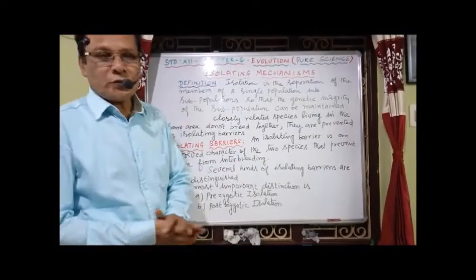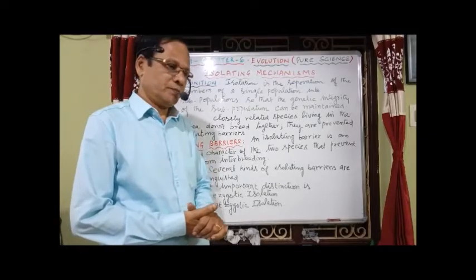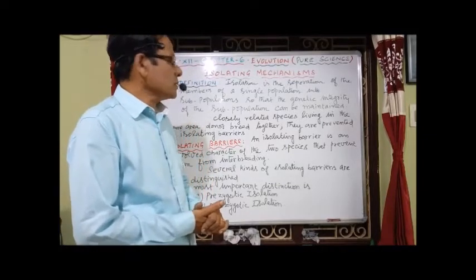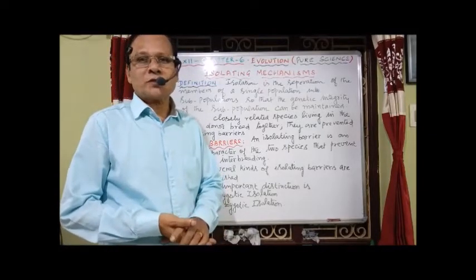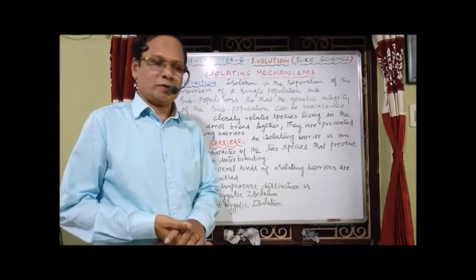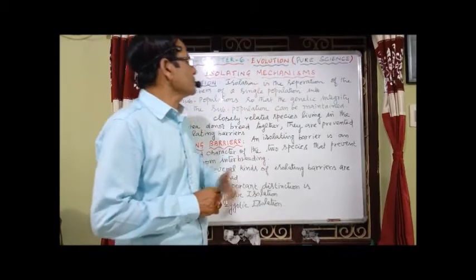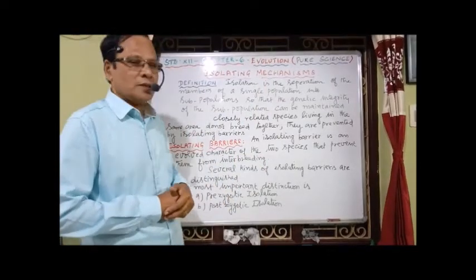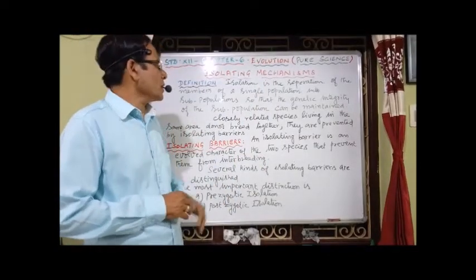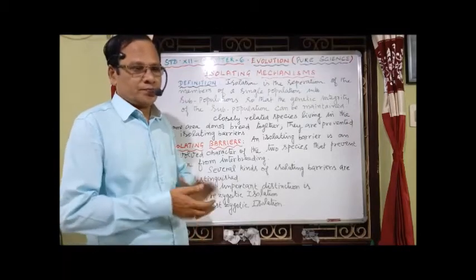Once again, I'm meeting you after a long time. Now, the lesson is only for the pure science students, not for bio students. Some of the parts left in chapter 6, evolution, that is pure science. What is the chapter? Isolating mechanisms.